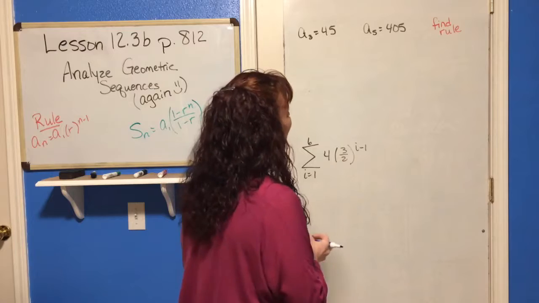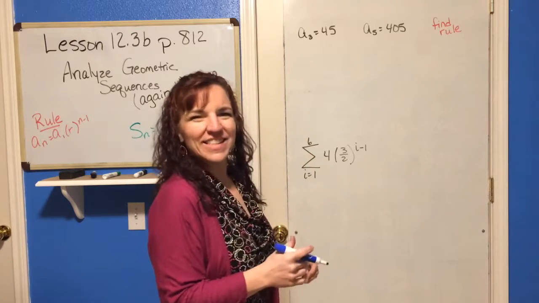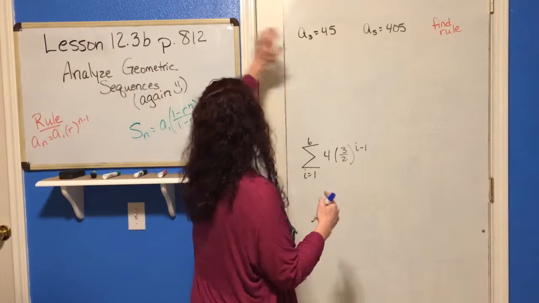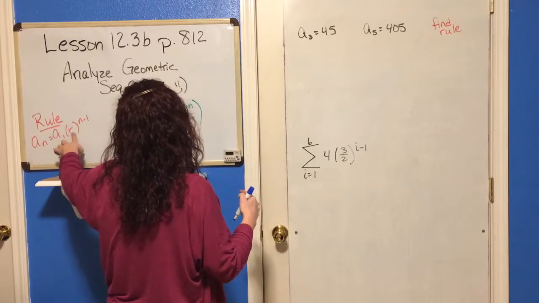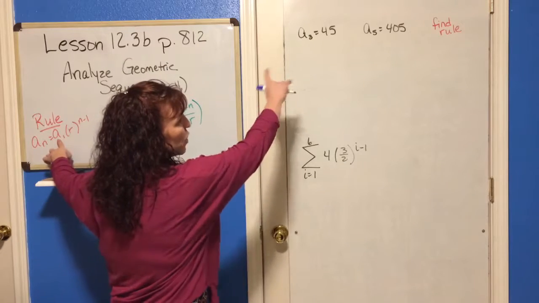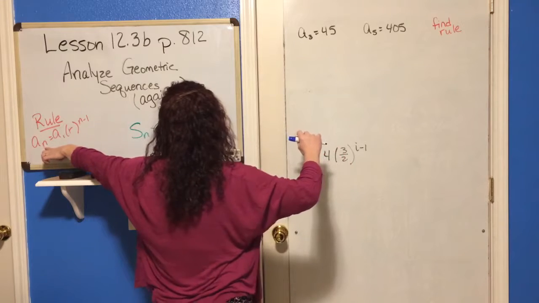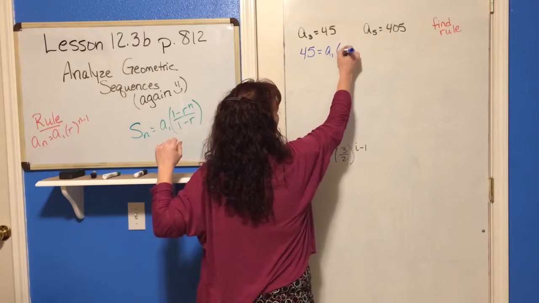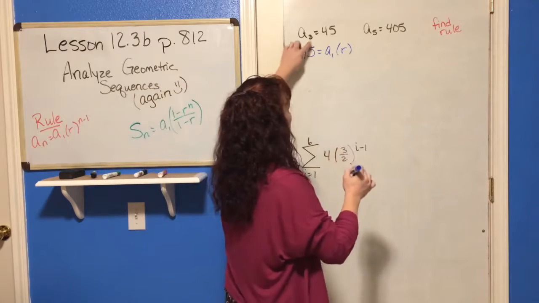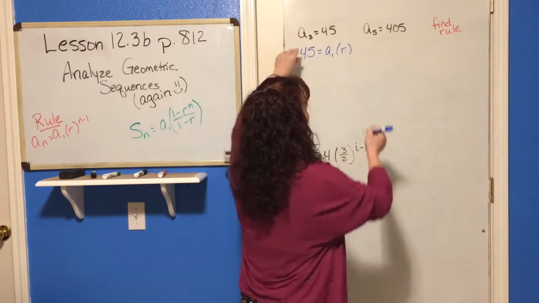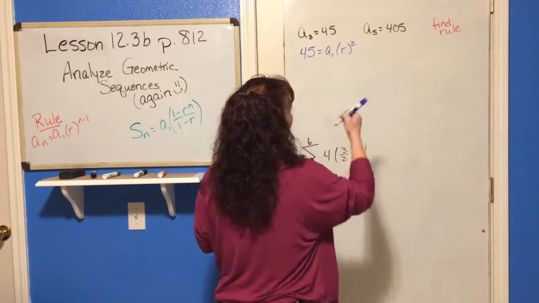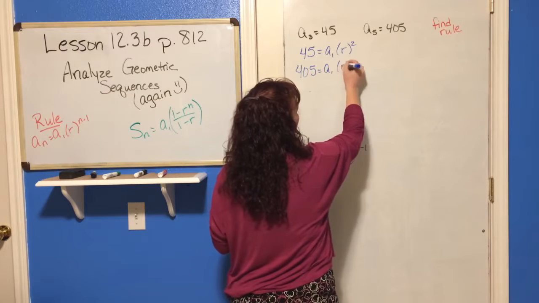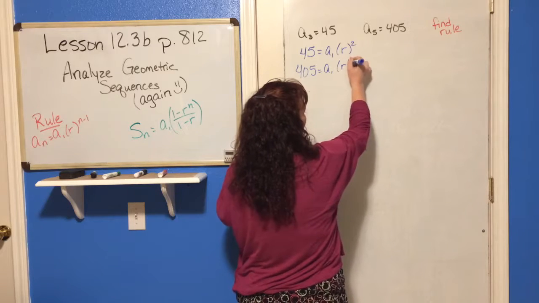Well, again, just like we did with the arithmetic sequences, we can use two equations with two unknowns in order to find this, because we don't know the ratio and we don't know the first term, but we do know two terms. So let's put the equations in. The third term is 45, and that equals the first term times the ratio to the n minus 1 power. This is the third term, so 3 minus 1 should be the 2 power. And then a sub 5 is 405 equals the first term times the ratio raised to the 5 minus 1, the fourth power.